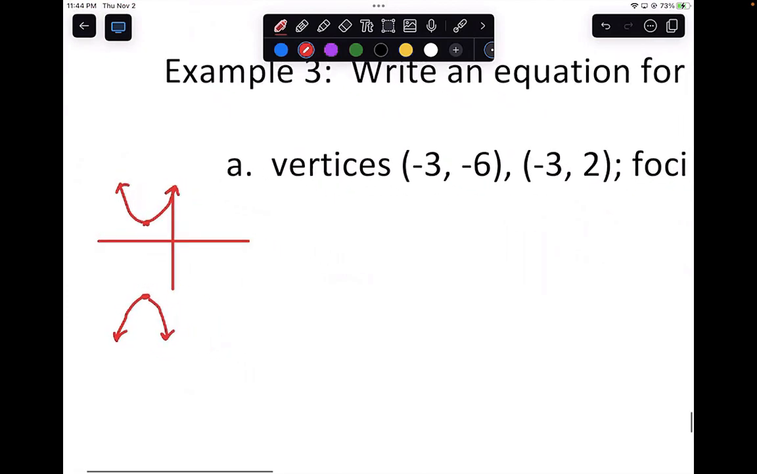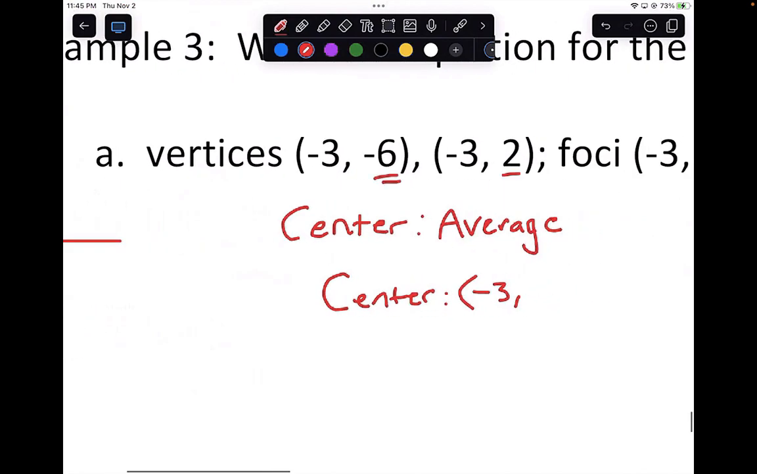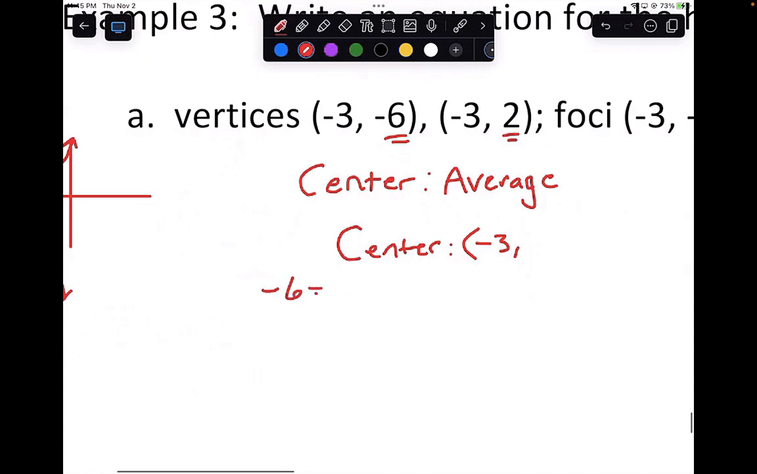Like before, to find the center, it's just a midpoint. It's whatever's halfway in between these two ordered pairs. There's a lot of ways to do it, but usually I'll just do an average X and average Y. Obviously the vertices both have the same X value, so the center is going to be -3, comma, and then we'll average the Y's. This is -6 plus 2, that would be -4 over 2, that comes out to -2. So that'll be your center, -3, -2.